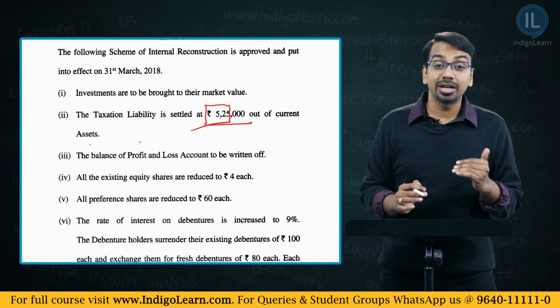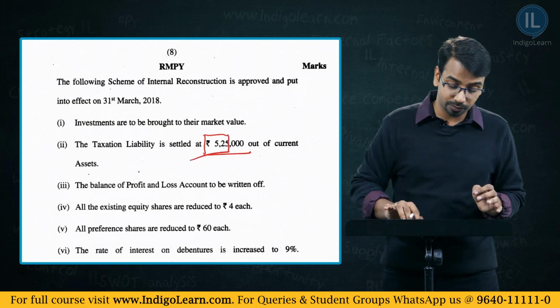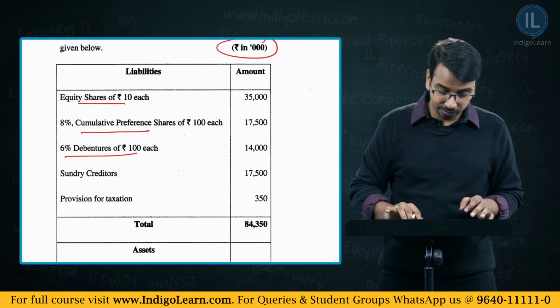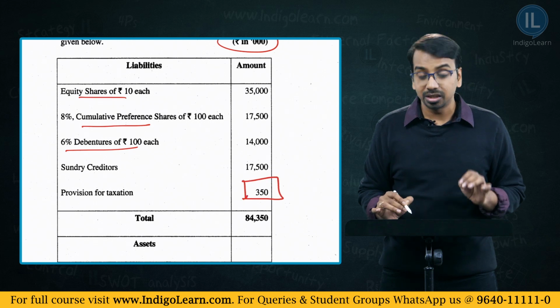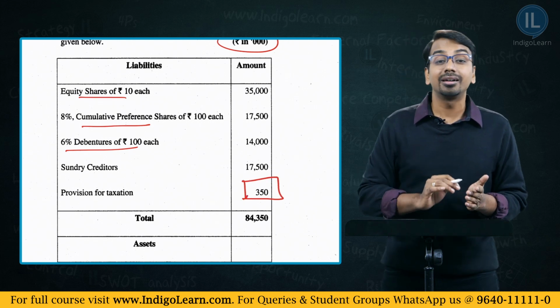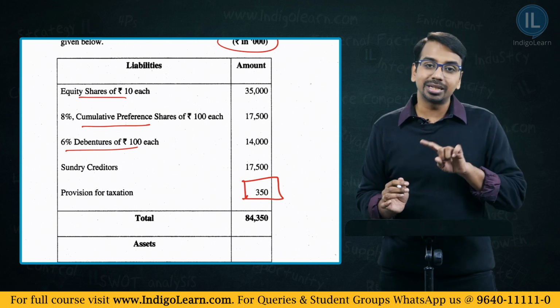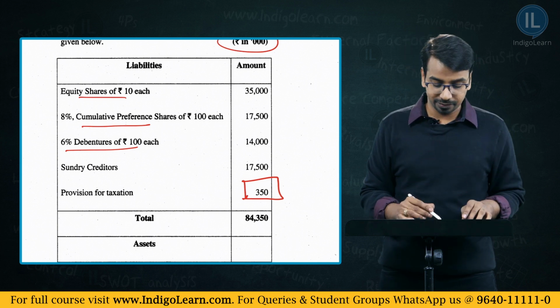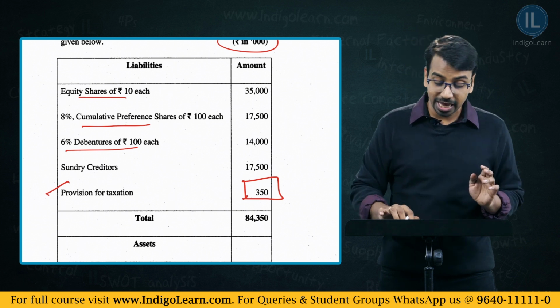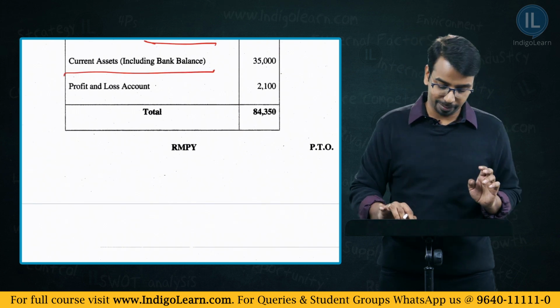Moving on, taxation liability is settled at 525,000 out of current assets. So what was the taxation liability in the question? The question has given a taxation liability at 350 and it was actually settled at 525, means 175 was excess paid. So one thing would be to debit the capital reduction account by 175, debit provision for taxation by 350 and credit the current assets, which includes bank balance, by the corresponding amount.